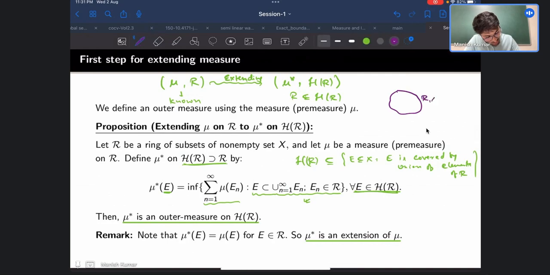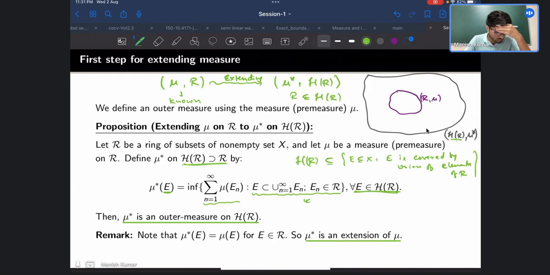We had a measure on it. Now what we did, we defined H of R, and we had an outer measure on it, right? Now the point is, you will see later on that all the elements of this cannot be measured. So what that measure thing means, that will be in the next slide.